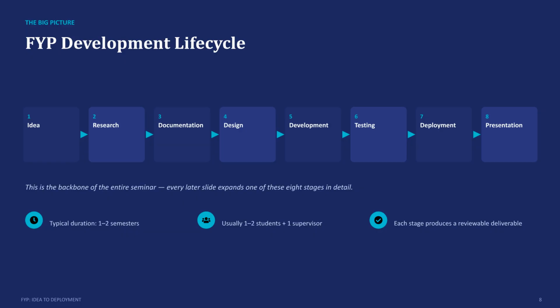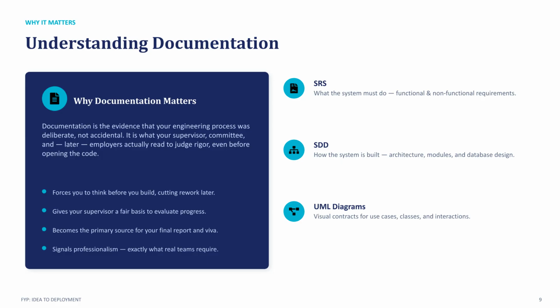This video follows an 8-stage life cycle, starting with your idea and moving through research, documentation, design, development, testing, deployment, and finally, your presentation. This process serves as the backbone for your successful completion. Documentation is essential proof that your work is deliberate. It guides your development, helps your supervisor evaluate your progress, and acts as the primary source for your final report.